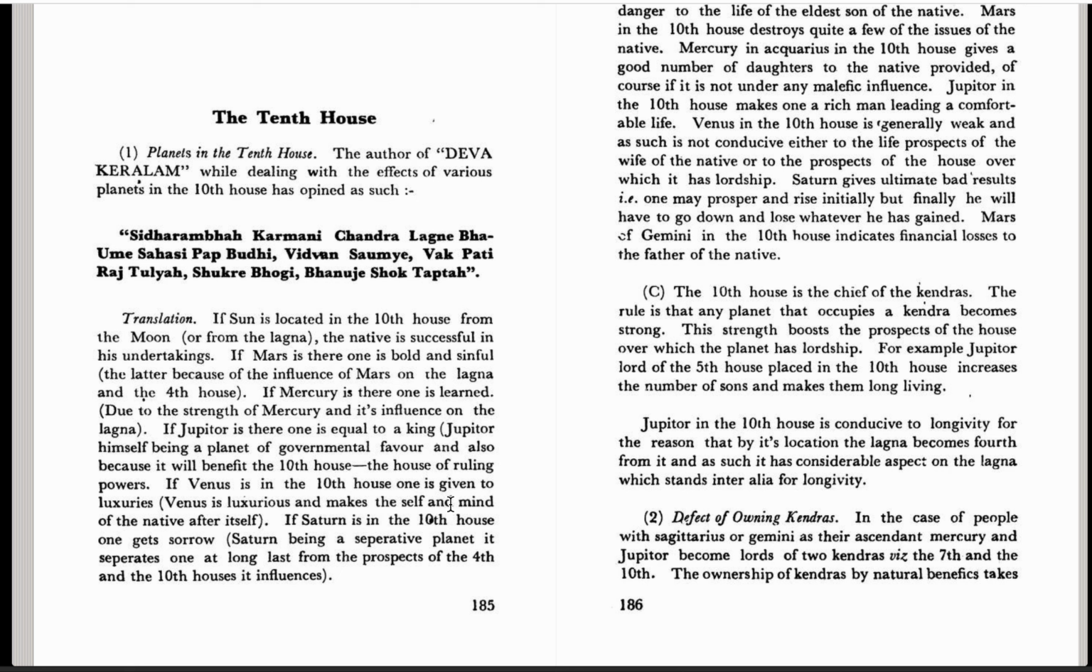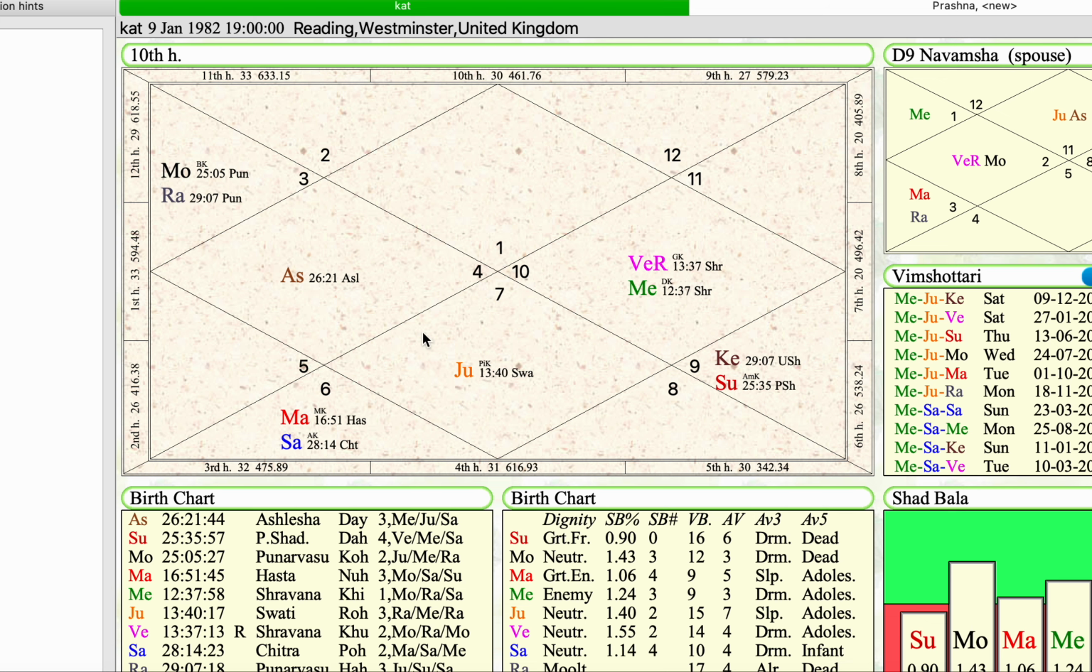If Venus is in the 10th house, one is given. Okay, I left Jupiter. If Jupiter is there, one is equal to King Jupiter himself, being a planet of government, favor, and all. Also, because it will benefit the 10th house, the house of ruling powers. Yeah, so the hidden thing is Jupiter from its Mool Trikona, it is sitting second to its Mool Trikona, which is a good position, especially for wealth, right?